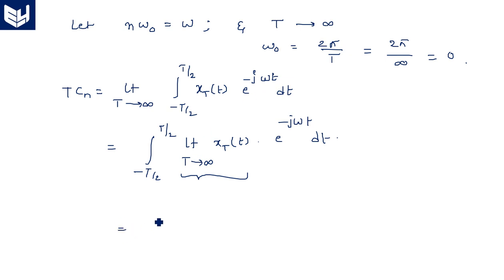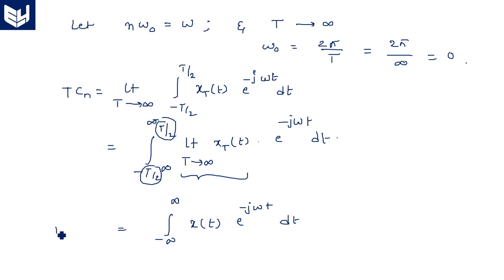So simply substitute x of t in place of this one. And as t tends to infinity, you can take this limit. When the limit goes inside, this t is applied here. So this part becomes infinity, and again this part also becomes infinity. So integral minus infinity to infinity x of t e power minus j omega t dt.